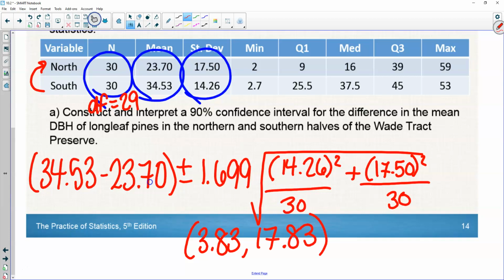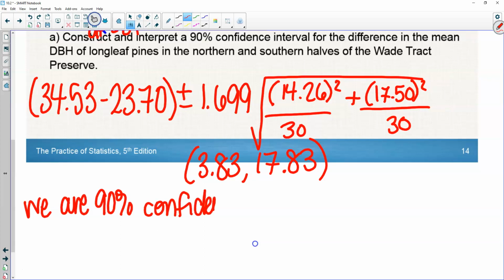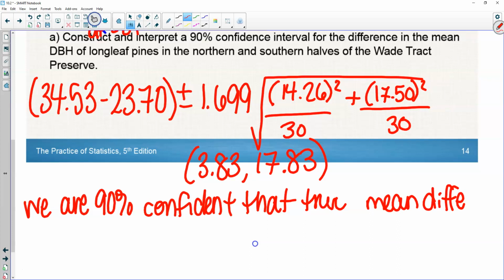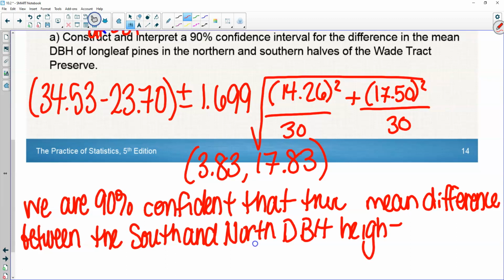Now we need to interpret. We are 90% confident that the true mean difference between the south and north, since I did south minus north, DBH height, is between 3.83 and 17.83.